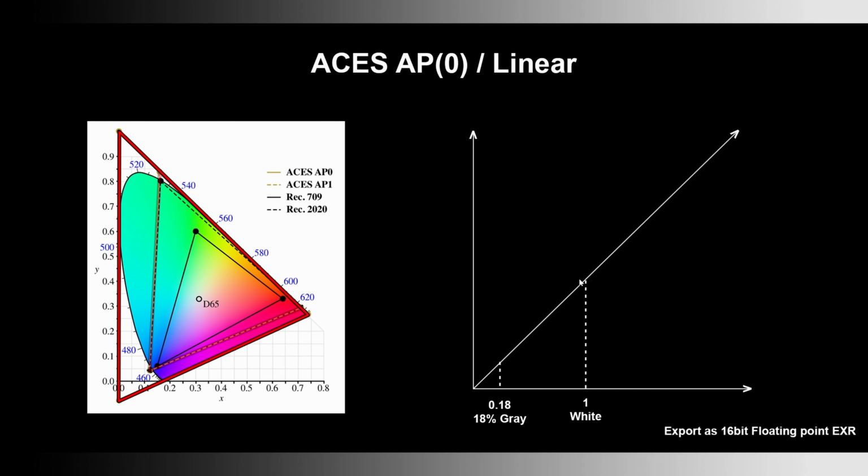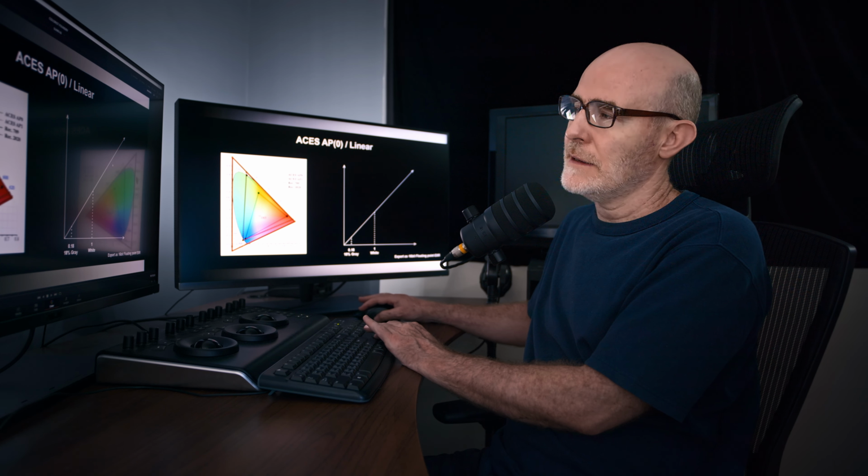As I said, ACES also presents an archival format, which has a way bigger gamut. So remember, we're always talking, what's the gamut? What's the transfer function? It has a gamut that encompasses the entire human observer and more, and it is encoding linear light values.